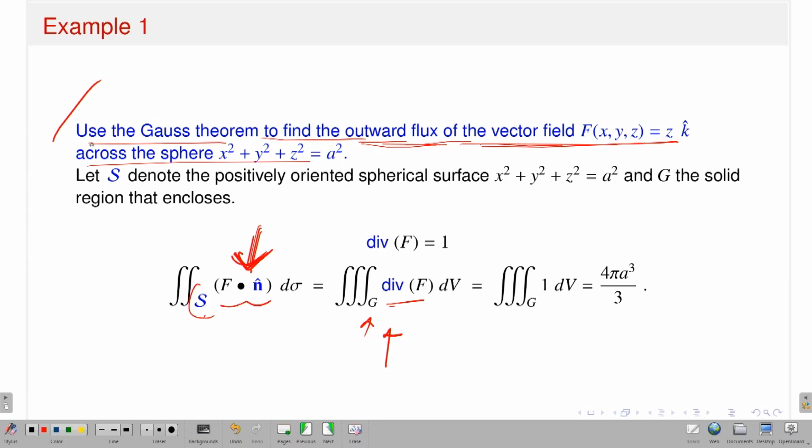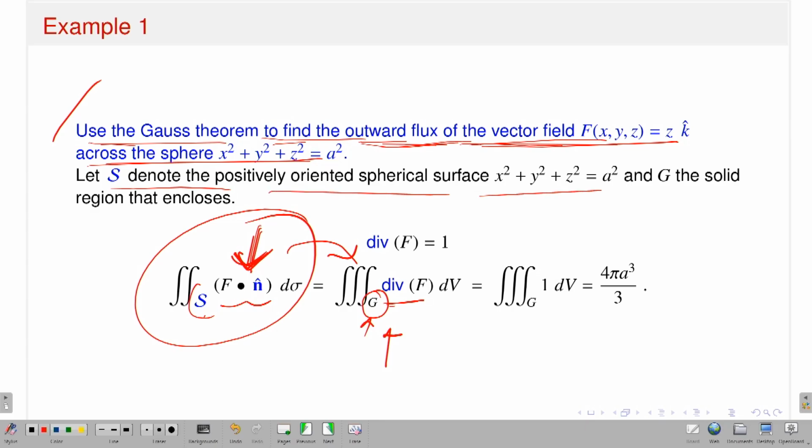Okay. So I say use the Gauss theorem to find the outward flux of the vector field F across the sphere. That means I have to perform these integrations. Since I have to use the Gauss theorem, which is exactly equal to this triple integral, you just look at the solid region bounded by the surfaces, which I am denoting as G, and calculate the divergence and perform this triple integral. So what is that? Now look, let S denote the positively oriented sphere x square plus y square plus z square equal to a square, that is okay.